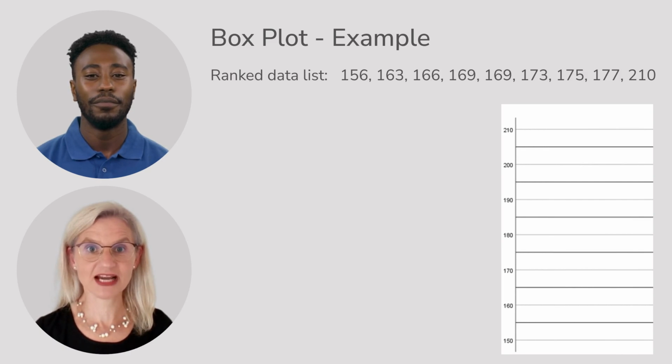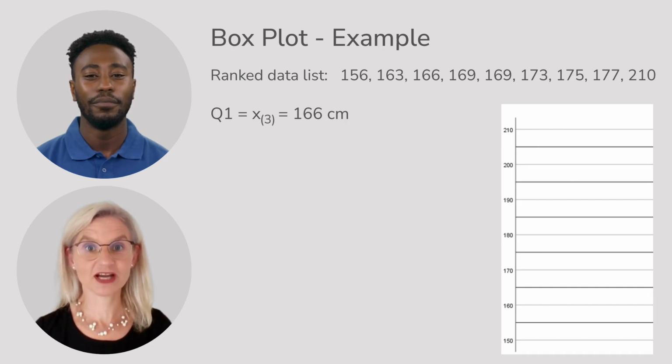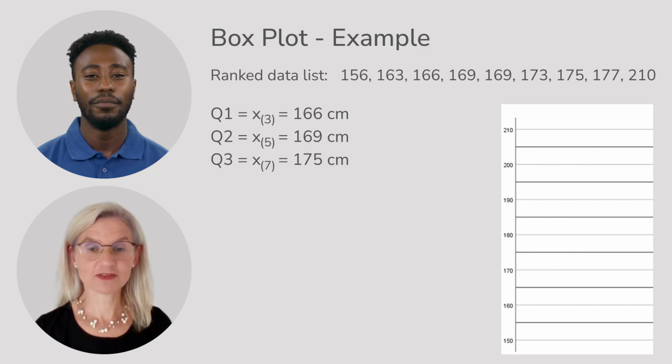Right, everyone, let's walk through a real example of a box plot together. We've got data from 9 people's heights. Here's the ranked list of values from smallest to tallest. So, first step is to find the quartiles, right? Exactly. For this data set, the lower quartile Q1 is the third value in the list. That's 166 centimeters. The median is the fifth value, 169 centimeters. The upper quartile Q3 is the seventh value, 175 centimeters. Take a moment to check my numbers if you like.